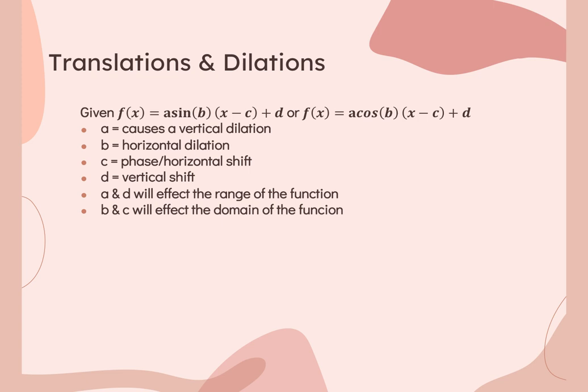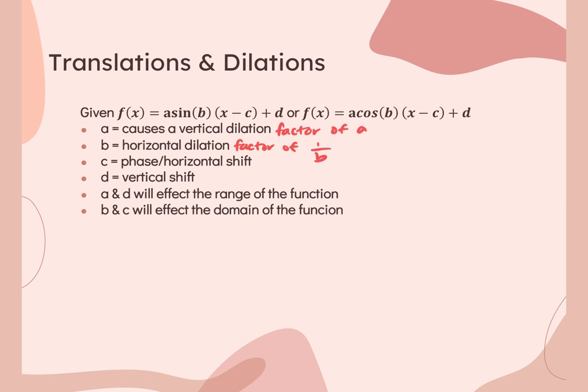The B causes a horizontal dilation. This is by a factor of 1 over B. So this would be factor of A. This is factor of 1 over B. The C is a phase shift, and again, opposite direction as per usual. If it's positive, we go left. If it's negative, we go right. The D is a vertical shift up or down, positive up, negative down.